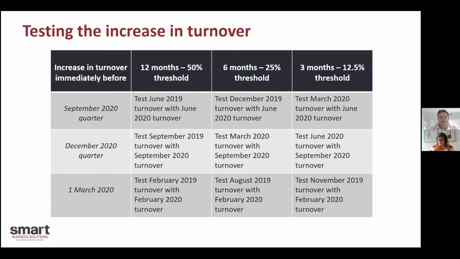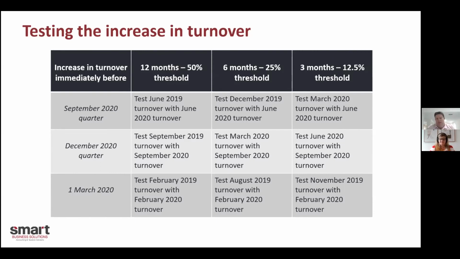If we're looking at the September quarter as our test period, we've got two options. We can test the top row or the bottom row, and the table shows you the months that you're comparing. So June 2020 to June 2019 for the September quarter for the 12 months. And the top row shows you the threshold that you need to show an increase between those two months, and that's to then be able to apply this test. So that gets you into the test.